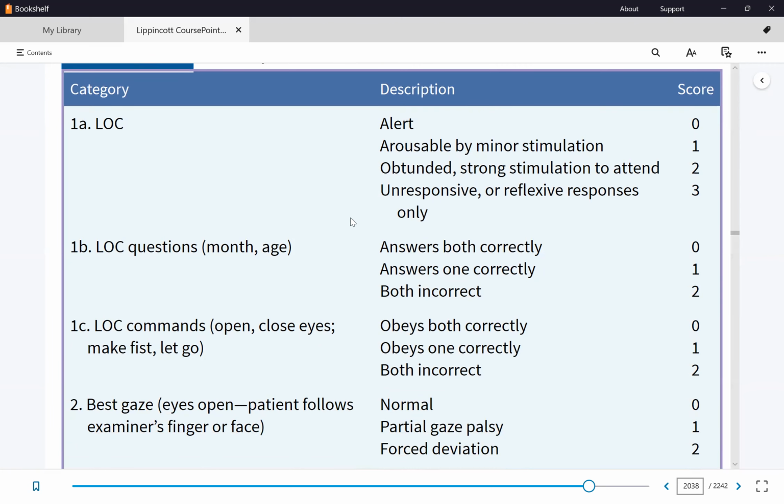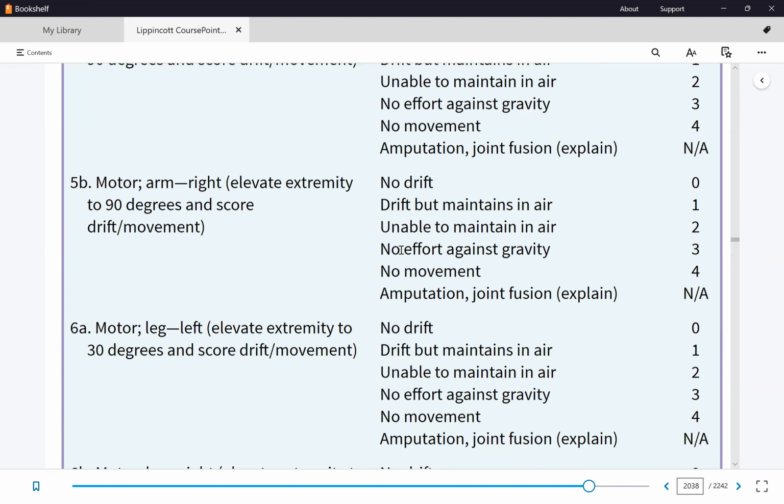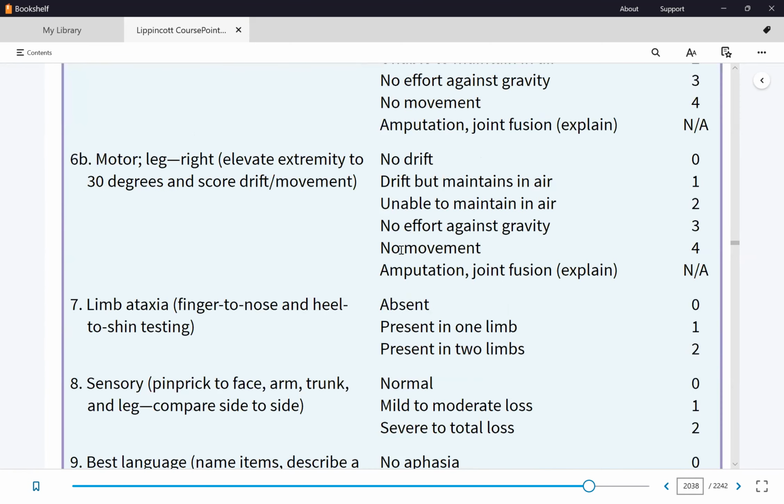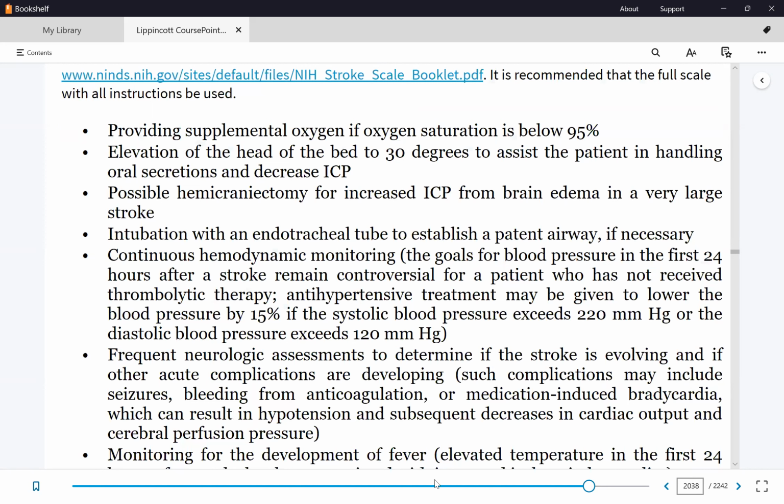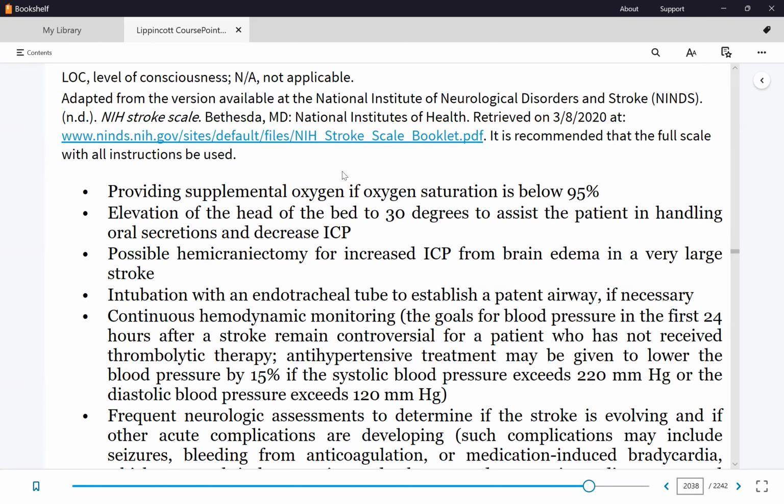Right? So it's not that easy. So it's a minimum 2.5 hours or longer. So we'll skip that. We will only do the NIH stroke scale. All right, so the other interventions are the following.